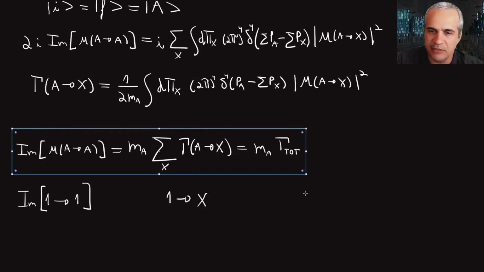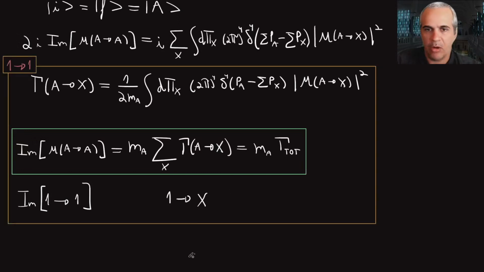So I just related, using the optical theorem, the imaginary part of one-to-one to the total decay width of the particle, which is interesting, right? Kind of unexpected from the start. It's a non-trivial consequence of unitarity. Okay, so this is the one-to-one case.